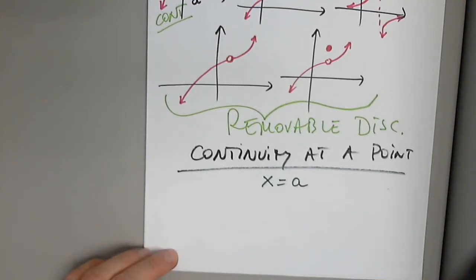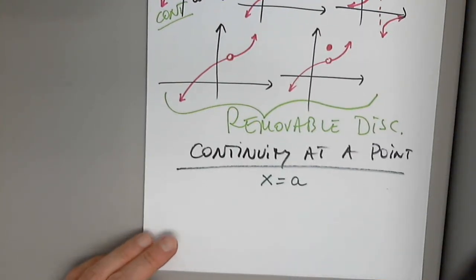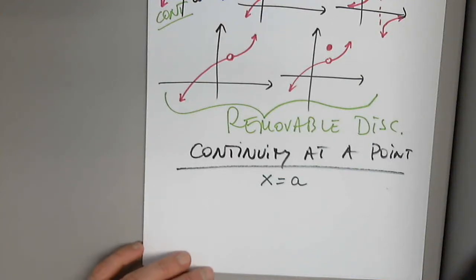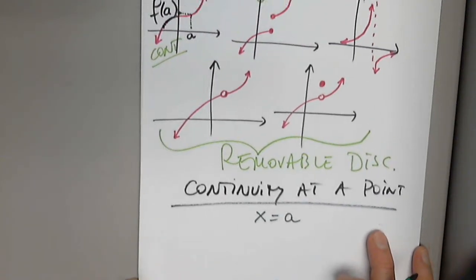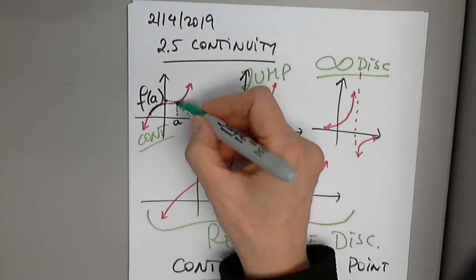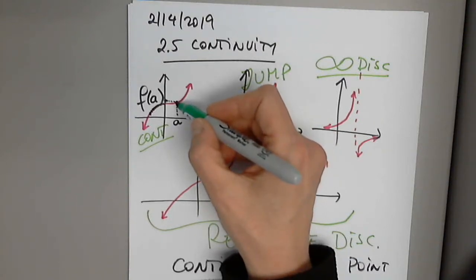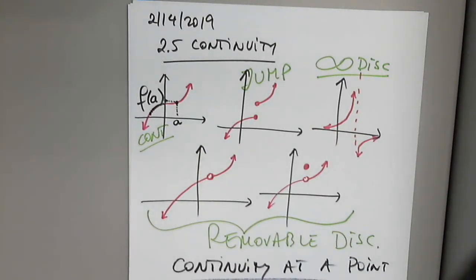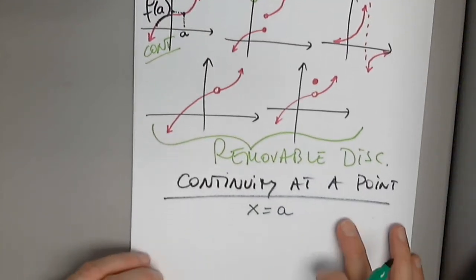Of course, (a, f of a). But I'm interested in just writing x equals a for now. Okay, so what has to happen? Is this function continuous at this point? Yes. Good. What has to happen? The limit from the left, the limit from the right, and the function value at that point must exist, and must be the same. That's exactly the definition of continuity at a point.